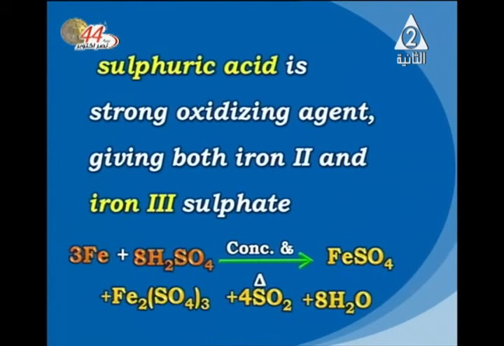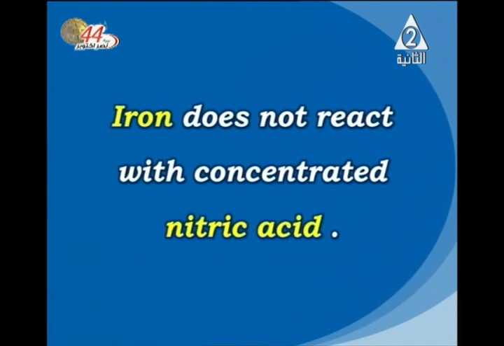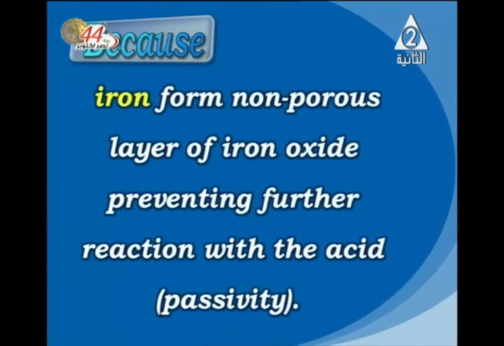As the equation proceeds on the screen, iron plus concentrated sulfuric acid in the heat gives iron 2 sulfate and iron 3 sulfate, and sulfur dioxide gas and water are produced. Next point, iron does not react with concentrated nitric acid because iron forms a non-porous layer of iron oxide on its surface, preventing further reaction with the acid, as it is a non-porous layer, since its molecules are larger than the metal molecules.